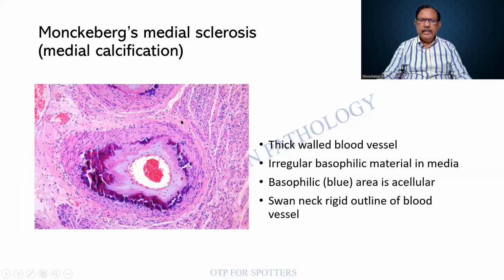This is yet another blood vessel showing that amorphous material. And the diagnosis is Monckeberg's medial sclerosis or medial calcification. Always calcium will be blue in color. Thick wall blood vessels, irregular basophilic material, basophilic blue area is acellular, and a swan neck-like rigid outline of the blood vessel.